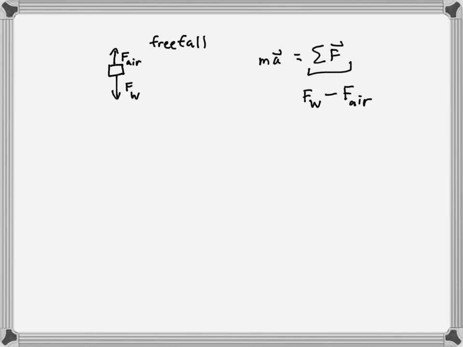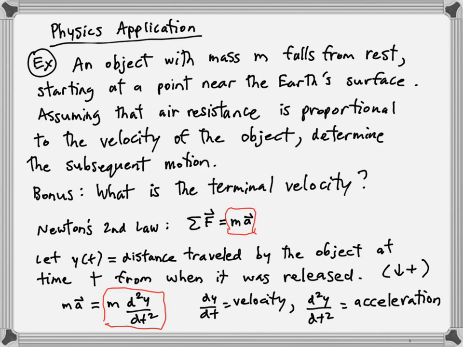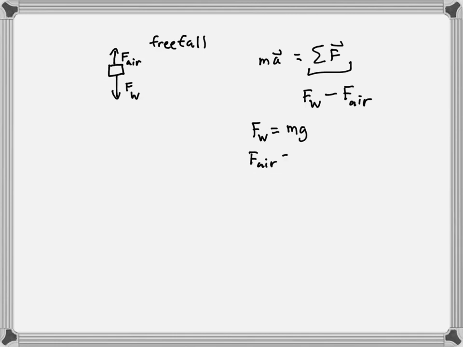Well, what is the weight of the object? Those of you that remember your physics, this is just m times g, where g is the gravitational constant. What is the force due to air resistance? Let's go back to the original problem. It says the force due to air resistance is proportional to the velocity of the object. So the force due to air resistance is equal to k times dy/dt, because it's proportional to the velocity, and dy/dt is the velocity.